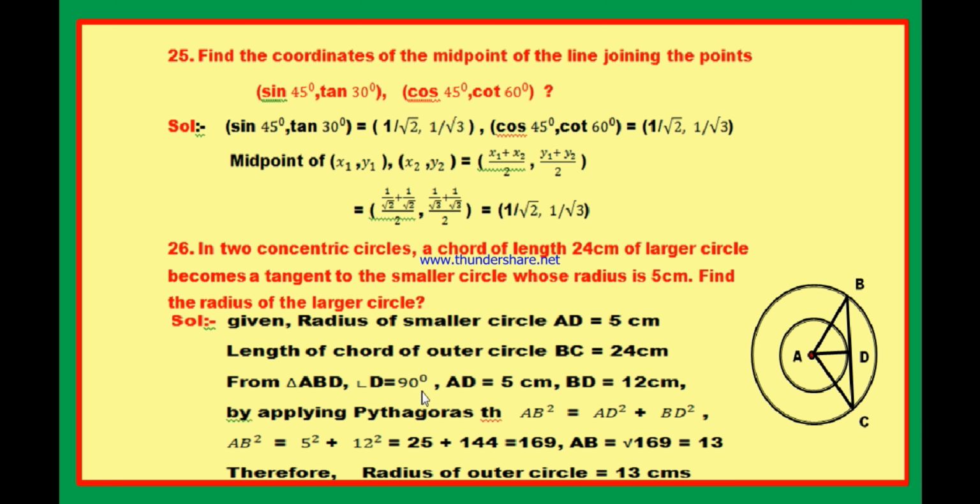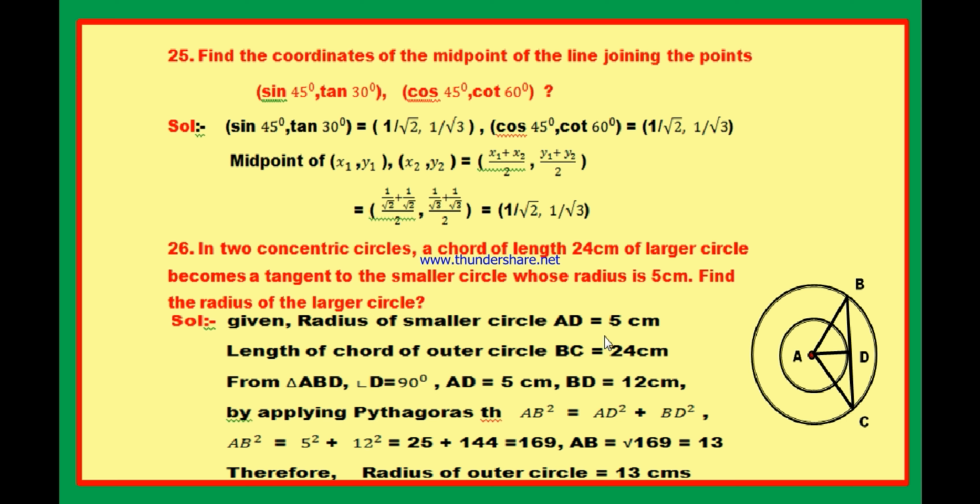From triangle ABD, angle D is equal to 90 degrees, and AD is equal to 5 centimeters and BD is equal to half of 24, which is 12 centimeters. Now let us apply Pythagoras theorem. We know that using Pythagoras theorem, hypotenuse square is equal to side square plus side square. In this right triangle, what is the hypotenuse? The side opposite to 90 degrees is the hypotenuse, that is AB square is equal to AD square plus BD square.